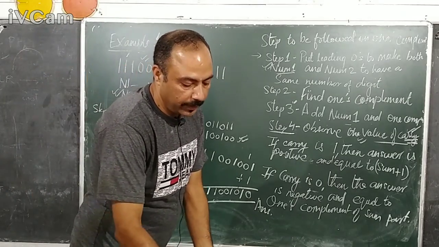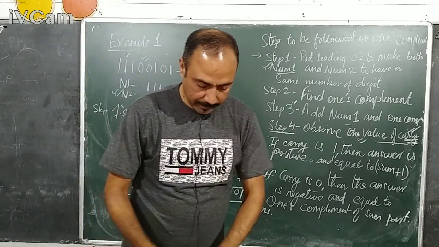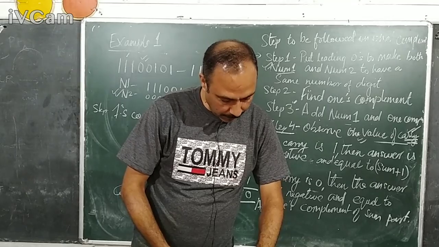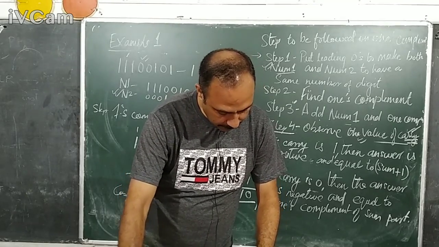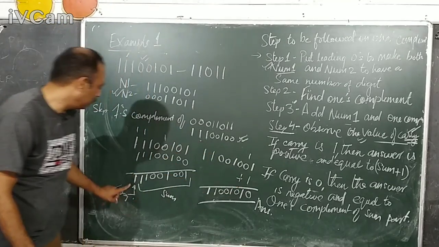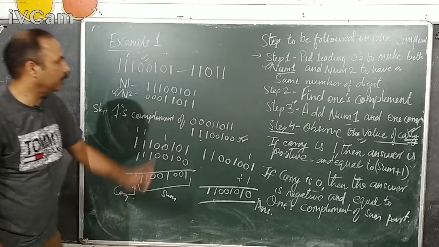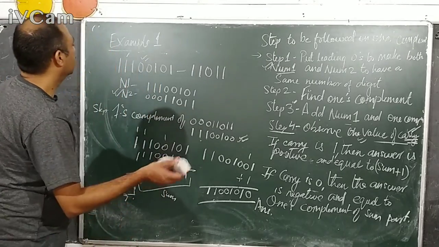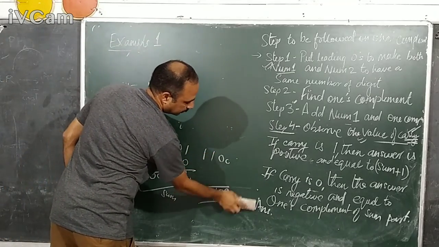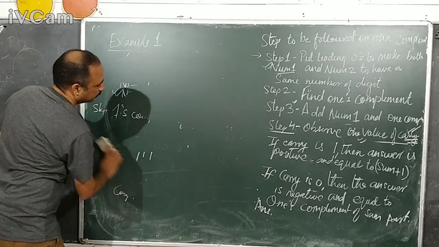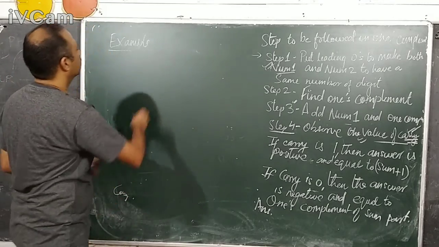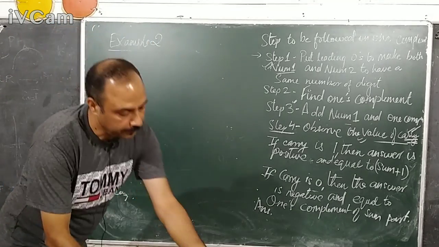Now let me do another type of example where there is no carry or zero carry. Second type I will be doing with no carry. So when there was a carry, we added 1, whatever was the carry we added there and we got the answer. Now I will be showing another example where there is no carry. First one was for carry and this second one is for non-carry. Let me take the example.